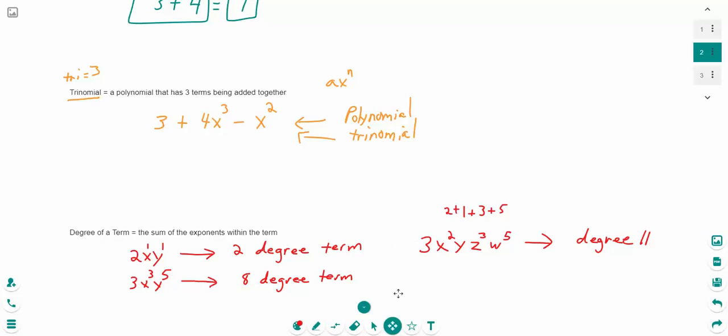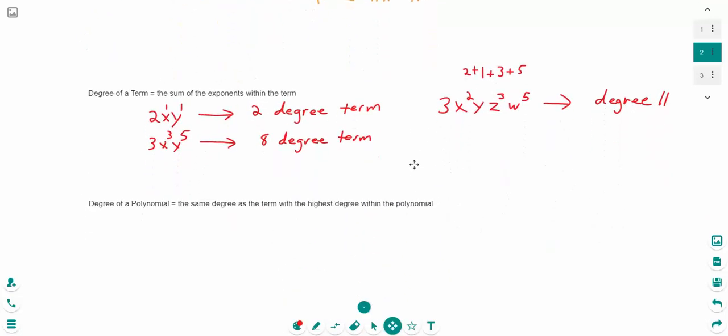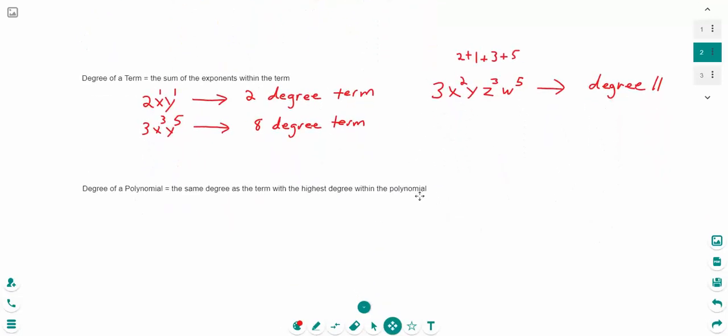Pretty straightforward. Now, how do you find the degree of the polynomial? Remember, a polynomial may have more than one term in it. If it's just a single term, it's no different than what we have up here. These are all polynomials that I've used as my examples. So the degree of this polynomial is still 2, and the degree of this polynomial is still 8. But polynomials aren't restricted to just single terms. As we said earlier, we can have several of them being added together.